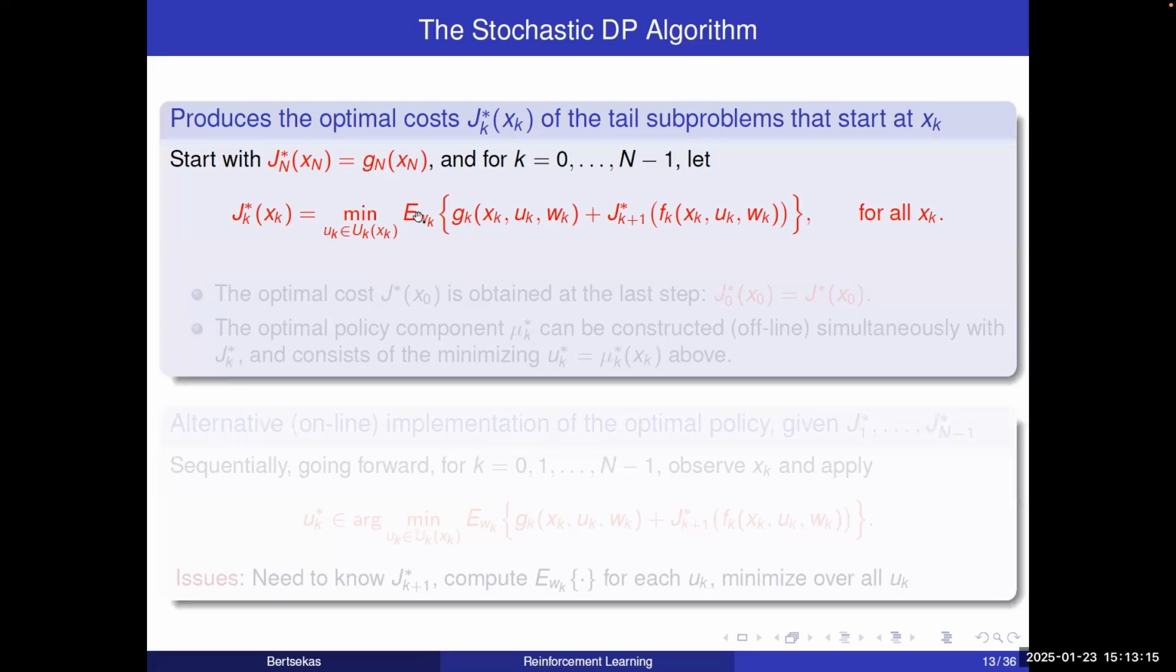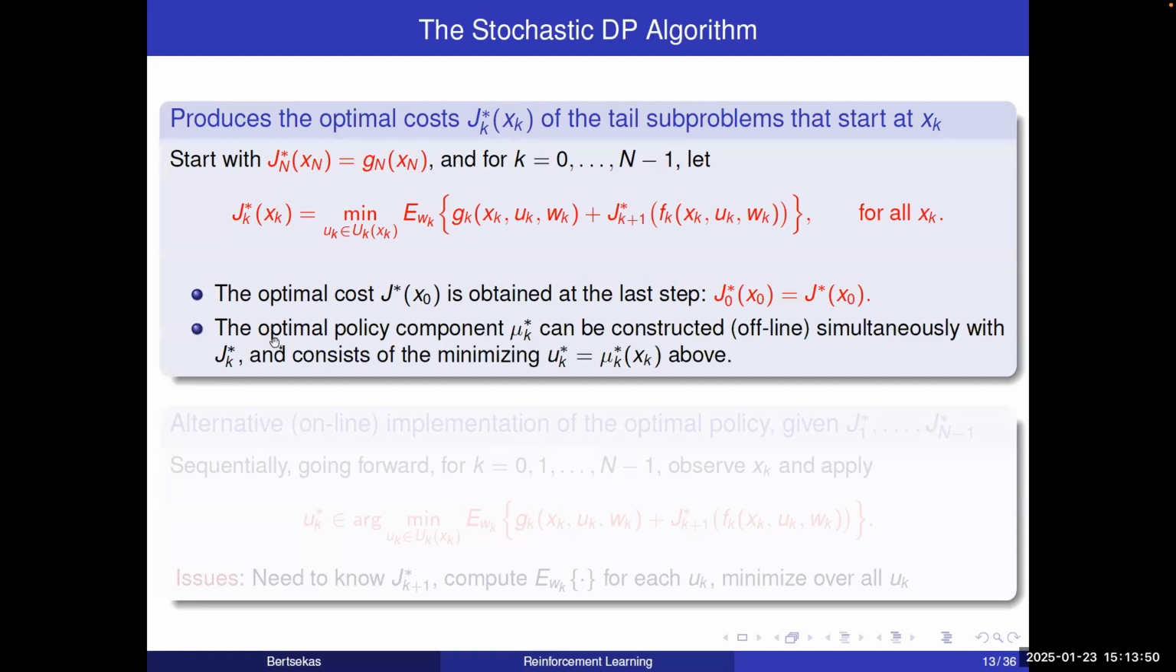Again, we have the cost of the first stage, the expected value of that, plus the optimal cost of the remainder from the state where we land, again, expected value of that. So the computation is similar. Start from here, go backwards, and at the last step, we obtain J_0 star of x_0, which is the optimal cost. You can prove that rigorously mathematically, but intuitively, if you think of the principle of optimality, it becomes fairly clear.